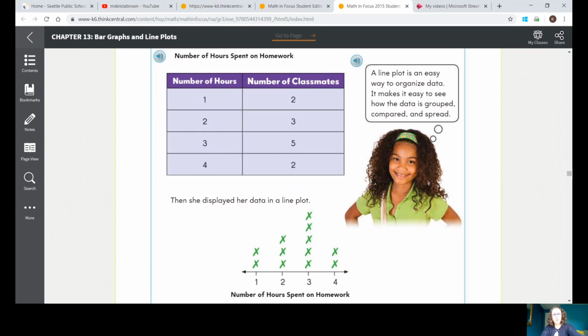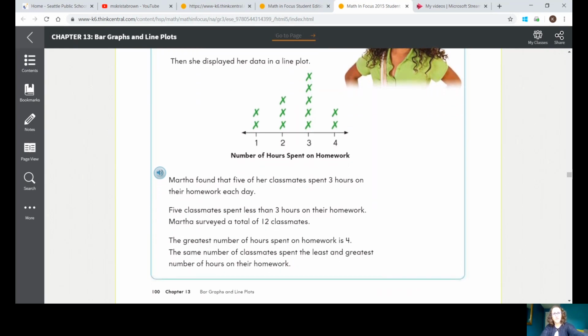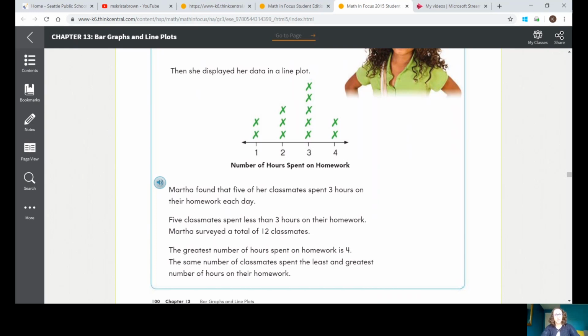She's right. So then it looks like she displayed her data in a line plot. And Martha found that 5 of her classmates spent 3 hours on their homework each day. 5 classmates spent less than 3 hours on their homework. Martha surveyed a total of 12 classmates. The greatest number of hours spent on homework is 4. The same number of classmates spent the least and greatest number of hours on their homework. Okay.